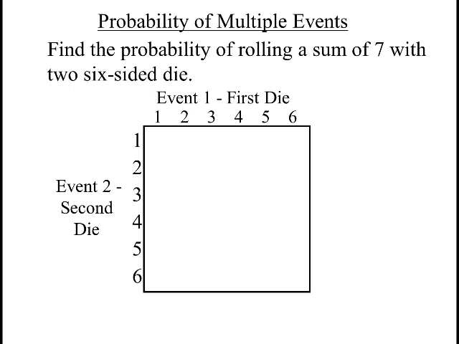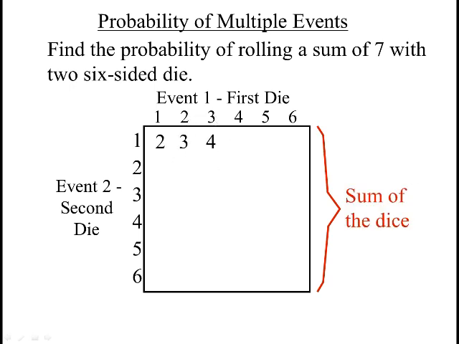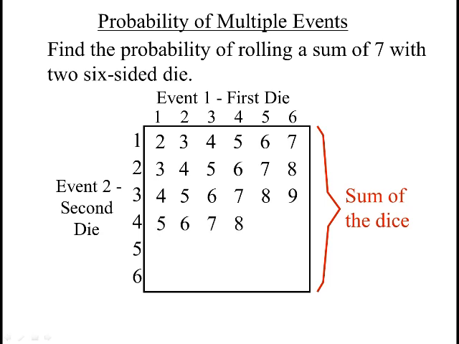And then in the middle here, I'm going to put the sum. So if I roll a 1 and a 1, I rolled a 2. If I roll a 1 and a 2, that's a 3. A 1 and a 3 would be a 4, etc. And so I'll just put the sum of the 2 dice in this array, and then I'll be able to answer my question much easier.